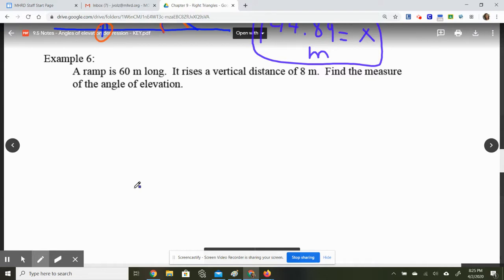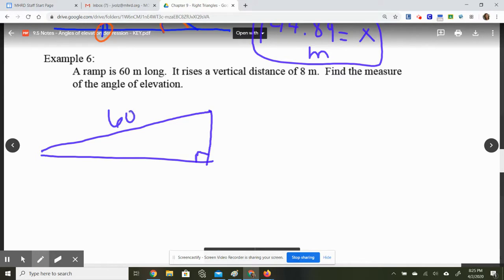Okay, so the ramp is probably going up from the ground. You could drop down from the top of the ramp straight down to the ground and form a right angle. The ramp is 60 meters long. That would be the distance a person would travel along the ramp, so that is the hypotenuse of the right triangle. The vertical rise over here is 8 meters. And the question is, what's the angle of elevation here?